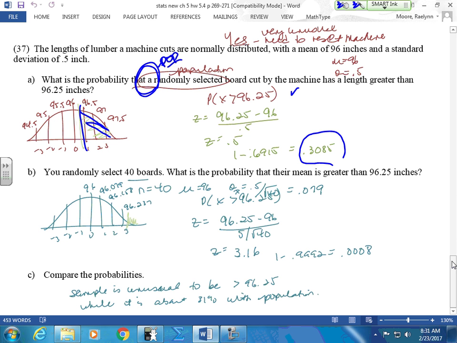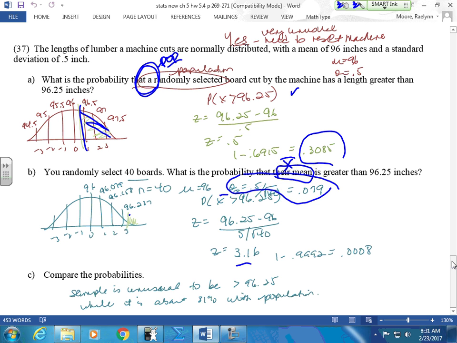I'm in my ballpark. Then I do the same as the one before, where you compared your population to the sample. They just gave you an A, B, and C. Now, you randomly select a sample of 40 boards. What is the probability that their sample mean is greater than 96.25? Same setup, except you just have to change your population standard deviation divided by the square root of N, and use your new standard deviation. So now, look at my z-score. My z-score has increased. So it's over here somewhere, 3.16.